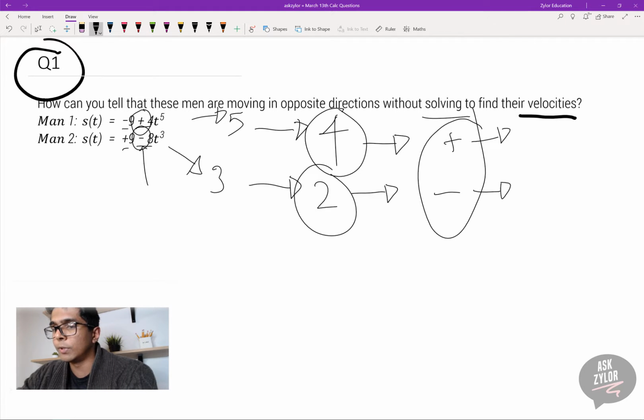Do you guys have any questions about this? It's a very conceptual question. There's not really much work to be done. We're just exploring what we can do with exponents and how the derivative of these exponents are going to influence my velocity and the direction of this velocity.